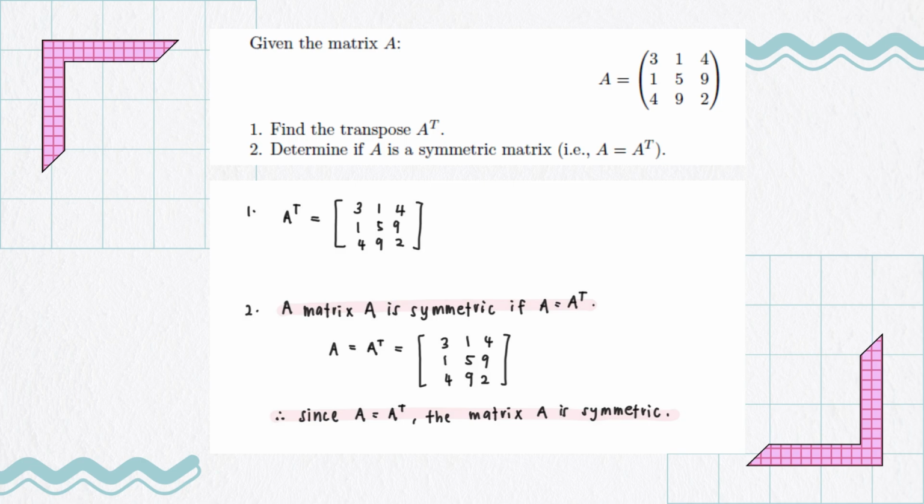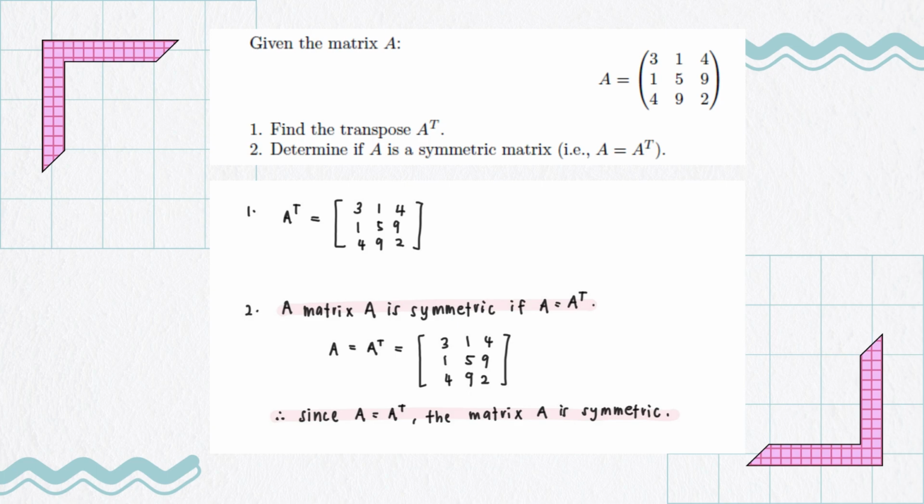A subscript T. To find the transpose of matrix A, the elements in the first row of matrix A, which are 3, 1, 4, are written in the first column of the transpose matrix. Similarly for the second and third rows. So we get the answer: A transpose is equal to 3, 1, 4, 1, 5, 9, 4, 9, 2.